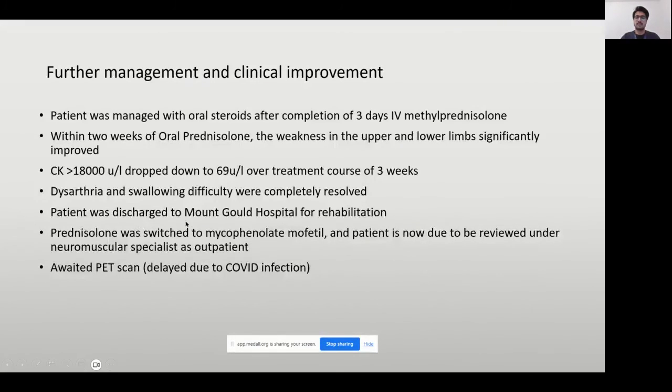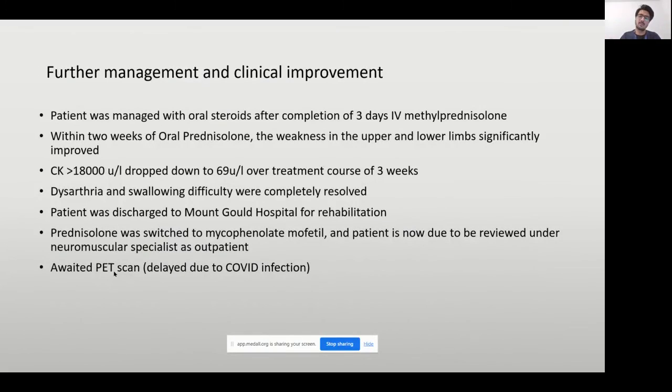He was referred to one of our hospitals for rehabilitation. And then I had a discussion with one of our neuromuscular specialists in my hospital, and she preferred to review the patient in her outpatient setting, and she switched the patient to mycophenolate mofetil, an immunosuppressant. He was awaiting a PET scan while he was going to rehabilitation, but his PET scan was delayed because he ultimately developed a COVID infection in the rehabilitation unit.